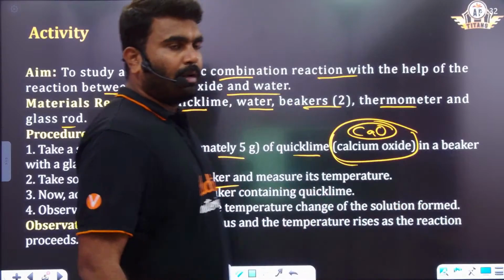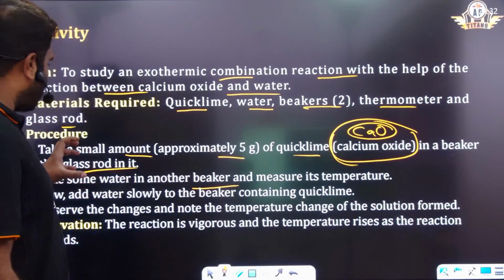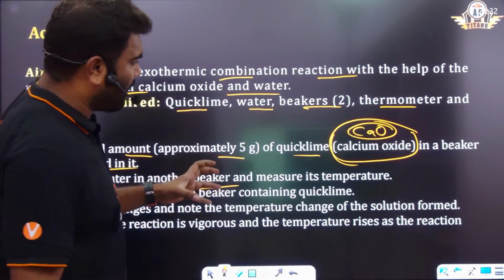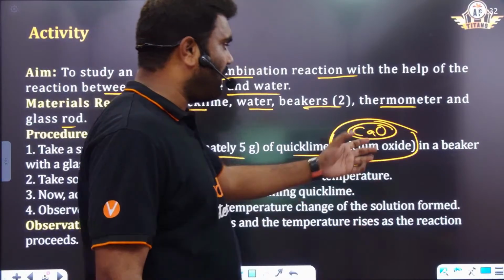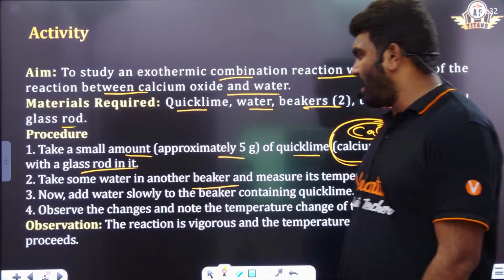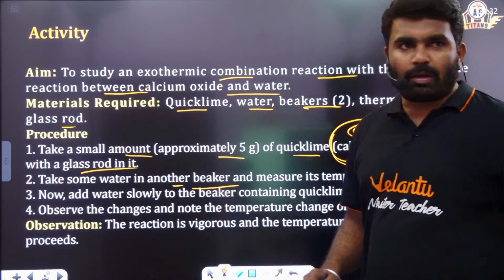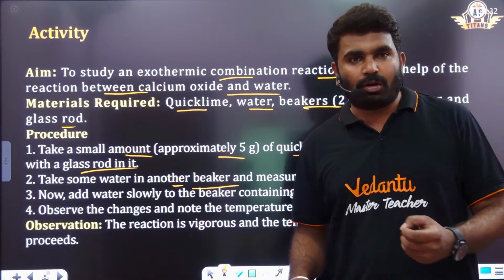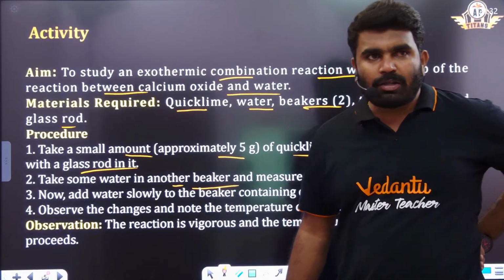Yes, okay. So take a small amount, approximately 5 grams, of quicklime, that is calcium oxide, in a beaker. So we have to take it in a beaker. After that, take some water in another beaker.